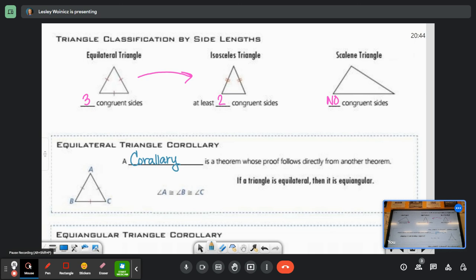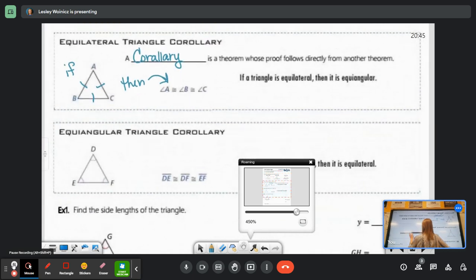So we know that if a triangle is equilateral, then it's also equiangular. What we know is that if we have these 3 congruent sides, then we know that all of those angles are congruent. I almost said sides.